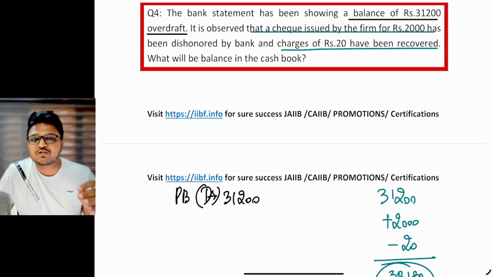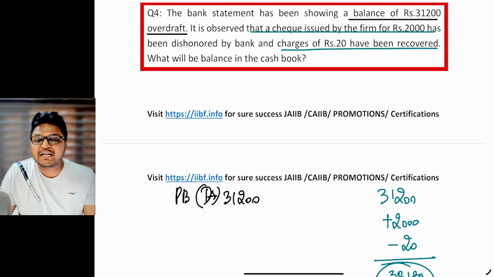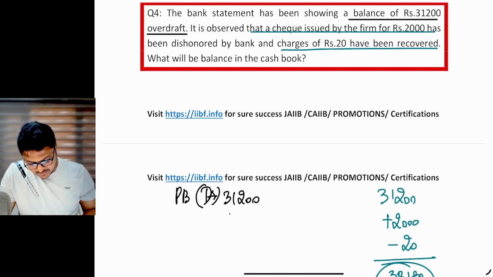Basically, the balance of the cash book means what? The balance in the cash book must be more negative, right? That is the scenario, but the check was dishonored. So we are to go for the cash book balance, so we are to add 2,000 to it. So we'll be adding 2,000 to it.